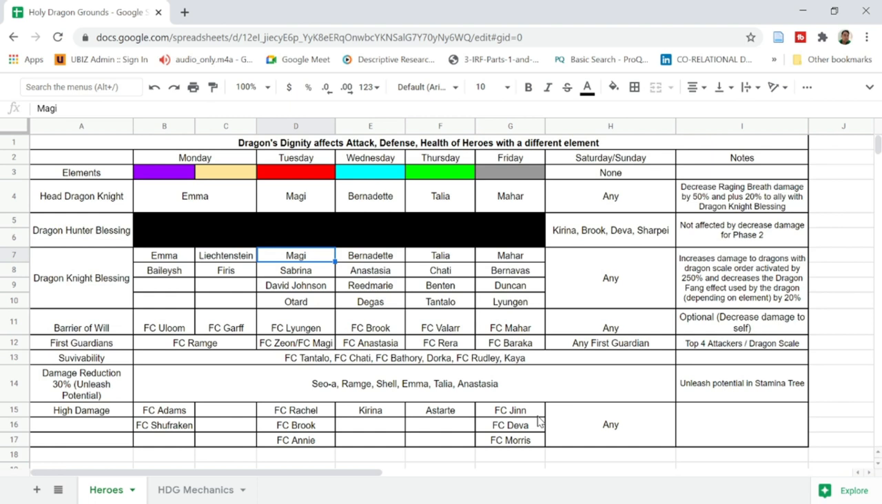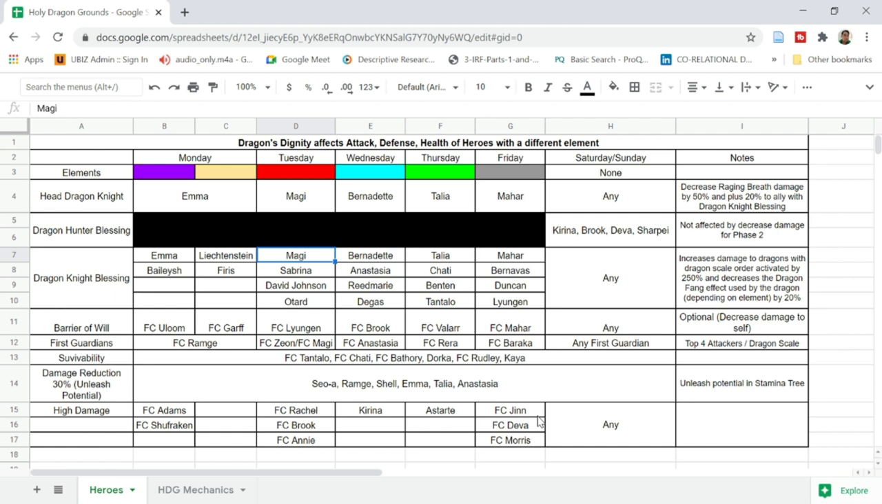So this one is actually new because Unleash Potential was just given to everyone. This is a good one because you can give more damage reduction to your whole team. So you only have to bring at least one of these heroes. You have Seowa, Ramji, Shell, Emma, Talia, and Anastasia. You don't really need to bring their FC forms. Their original forms would be good enough.